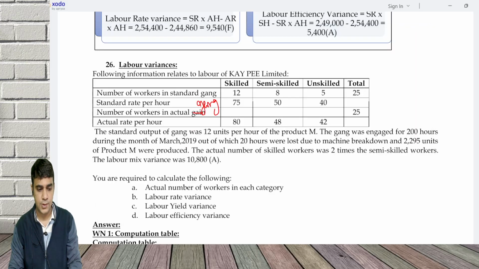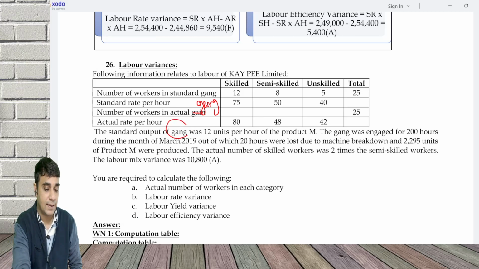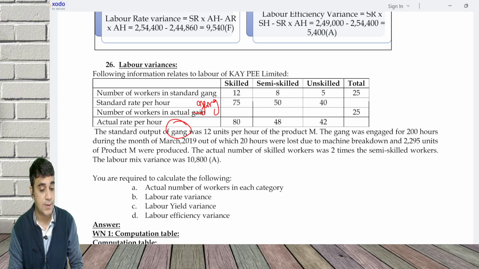Okay. So the actual number of workers we don't know. We'll see. Actual rate per hour is given. Standard output of gang is 12 units per hour of the product M. Now, please spend a little bit of time and tell me what is the standard equation. I don't want it wrong now. Give me the right standard equation. I want everyone to participate.